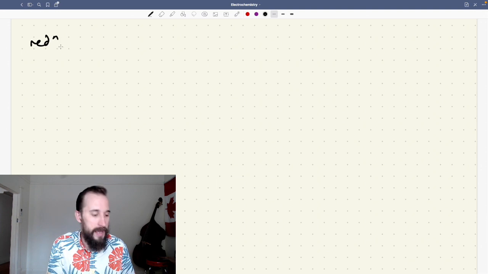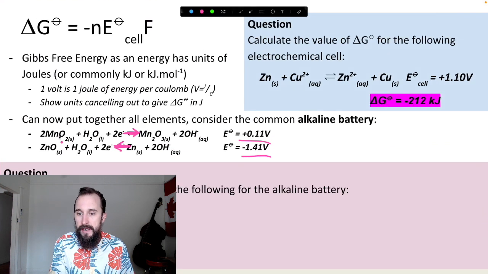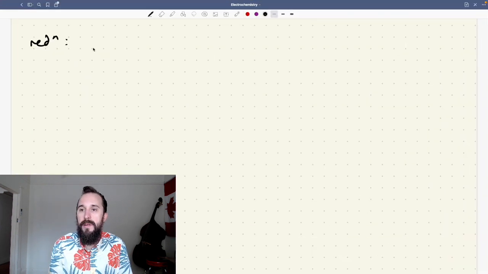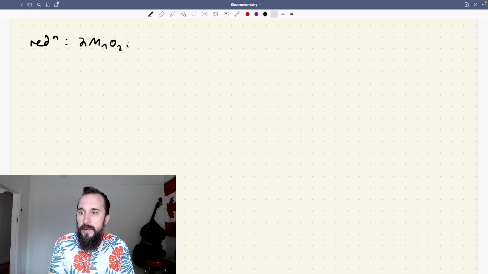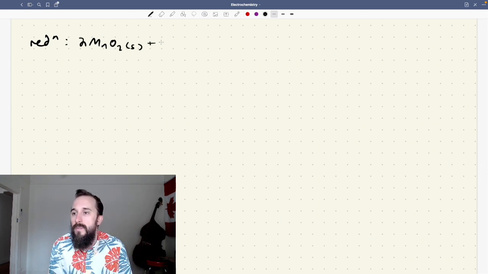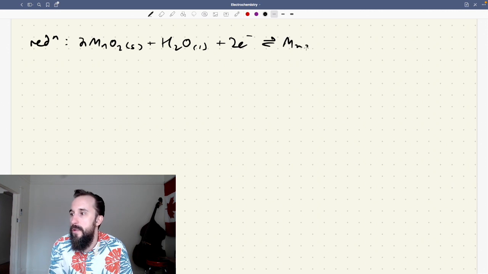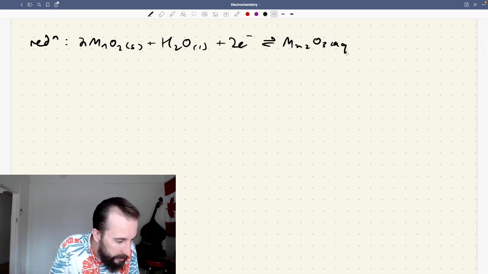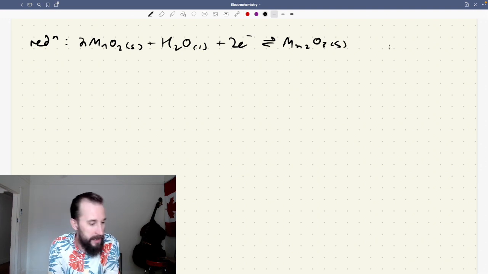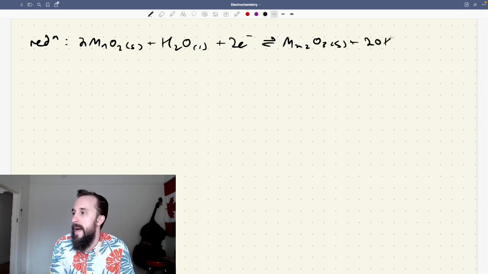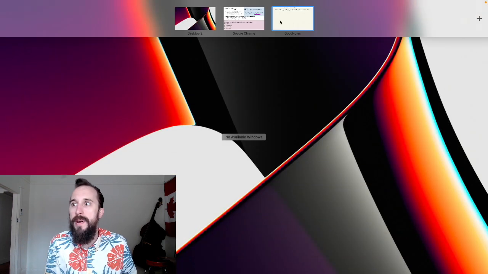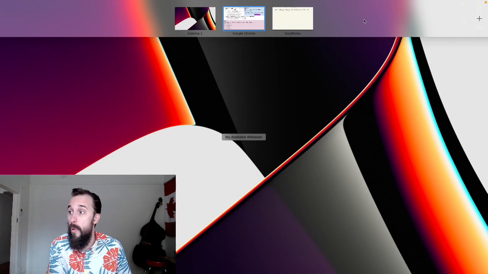So let's start with the reduction reaction where we have this manganese species. So 2MnO2 solid, and that is reacting with, we've got some water in there, and we've got 2 electrons. We'll keep it as an equilibrium there, and we're forming Mn2O3 solid and 2 hydroxide. And we have a cell potential, or rather a reduction potential more accurately, of 0.11 volts.